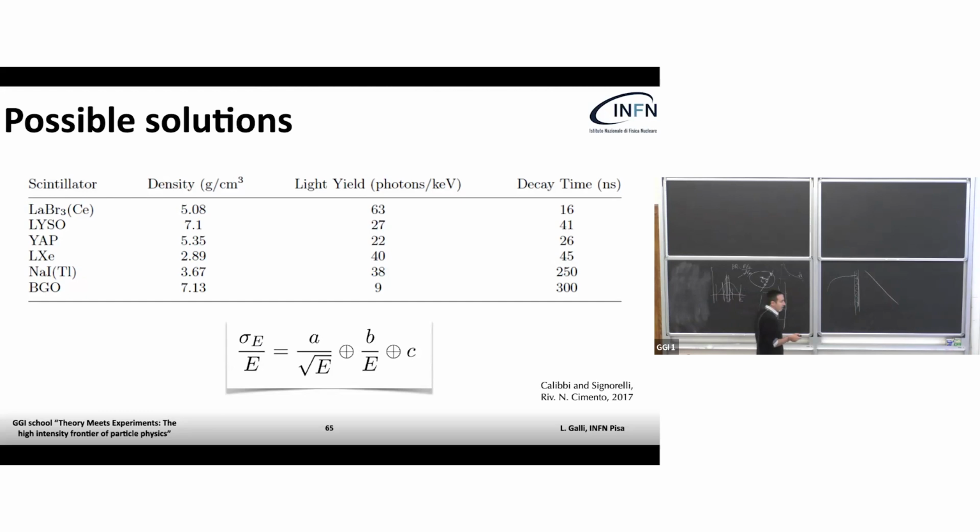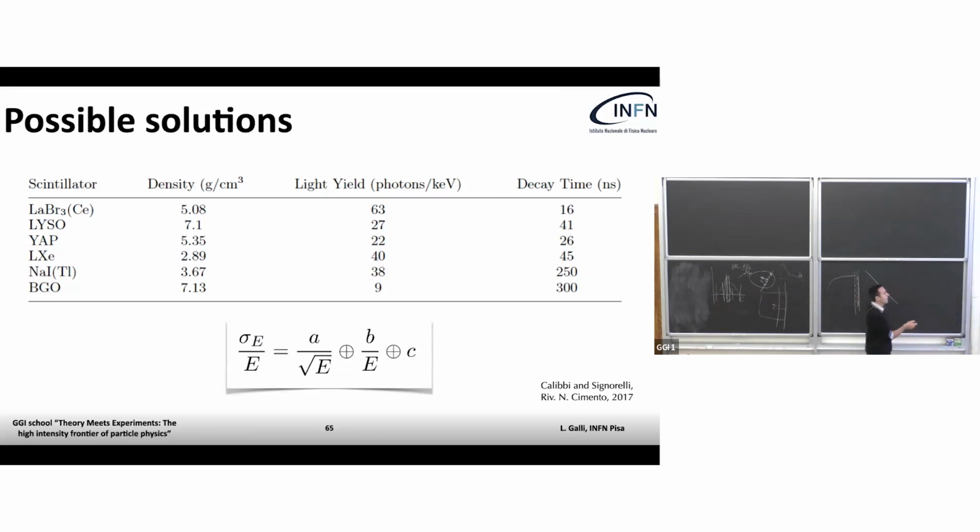The density, which tells you how large you have to build your detector and how much you have to pay, of course, because the larger the detector, the more you have to pay. The light yield, which tells you about this term in the resolution of the calorimeter, the statistics one. And the decay time, that tells you the time resolution you can get out of this.